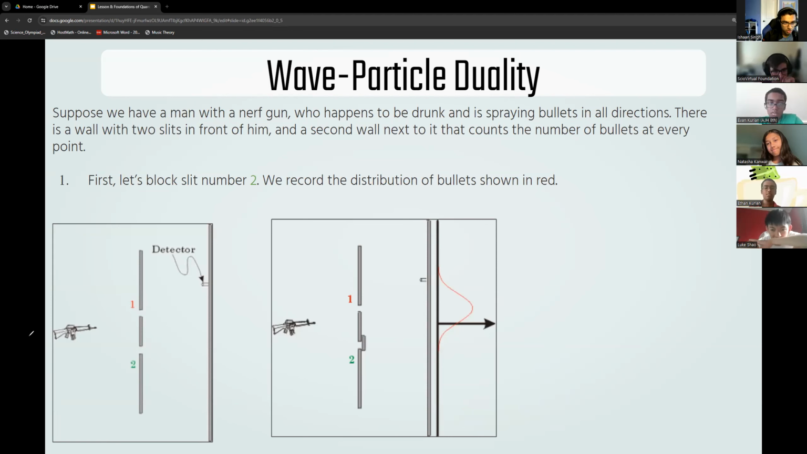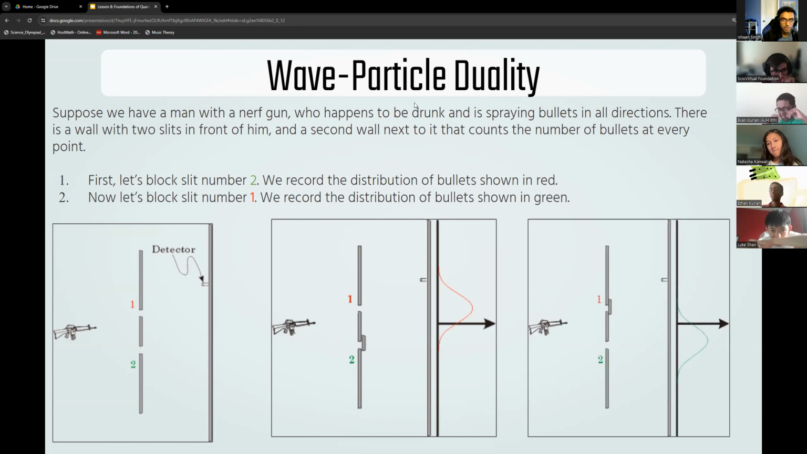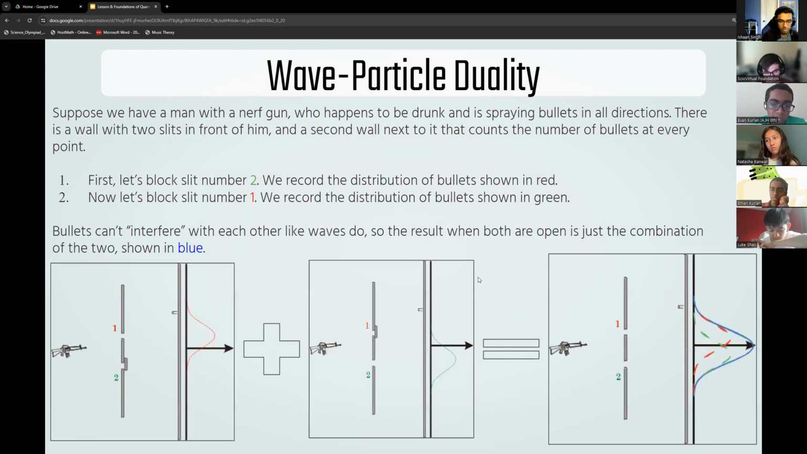Okay. So we do the same thing for blocking slit number 1, and we end up with that green curve right there. And it's the exact same logic as blocking slit number 2 from when we block slit number 1. Now we're going to leave both of them open. And because bullets can't interfere with each other, they're not waves, when we leave both open, we're just going to get the sum of both. And we end up with the diagram on the bottom right. Does that make sense why? Give me another yes.